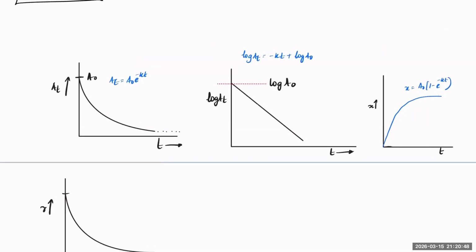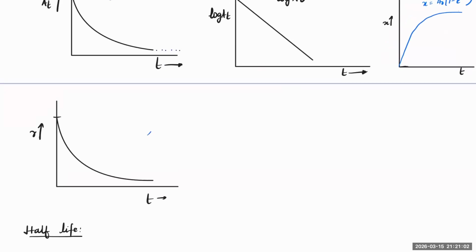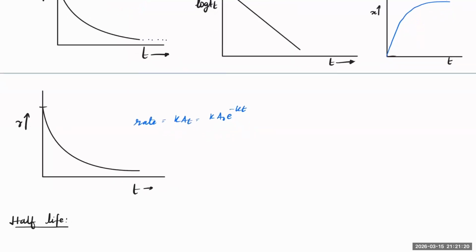So these are the first order kinetic graphs. Okay. So here you can see rate can be expressed as k into at, and at can be expressed as a naught e raised to power of minus kt. So that's why this is also an exponentially decreasing graph. So you can see rate will be exponentially decreasing here. Okay. Now, this reaction will never come to a completion because it will keep on going asymptotically with respect to time.